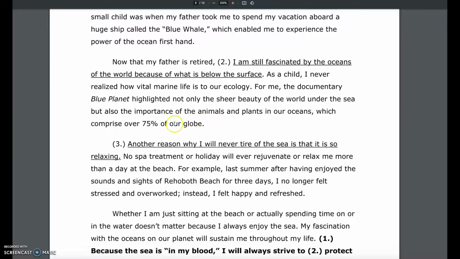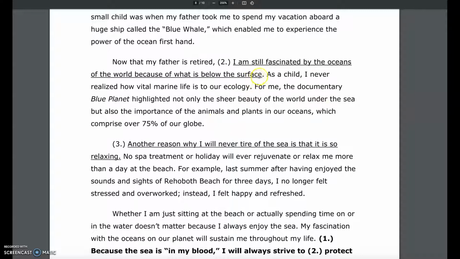The next body paragraph goes: now that my father is retired, I'm still fascinated by the oceans of the world because of what is below the surface. As a child, I never realized how vital marine life is to our ecology. For me, the documentary Blue Planet highlighted not only the sheer beauty of the world under the sea, but also the importance of the animals and plants in our oceans, which comprise over 75% of our globe.